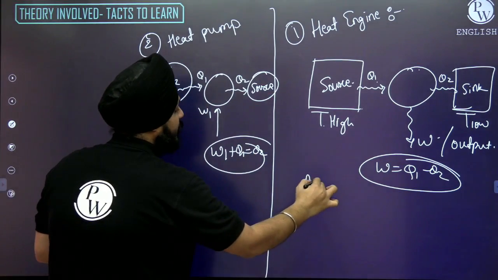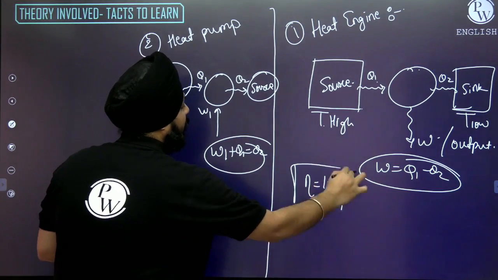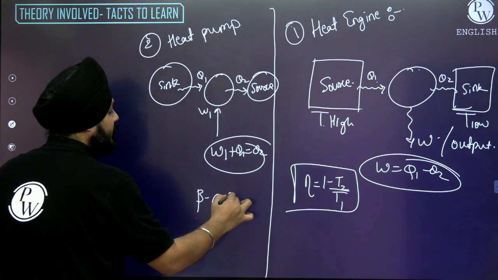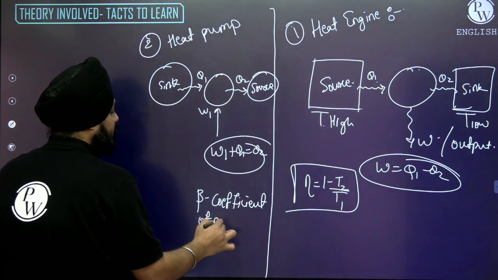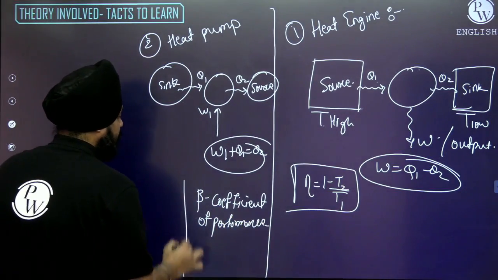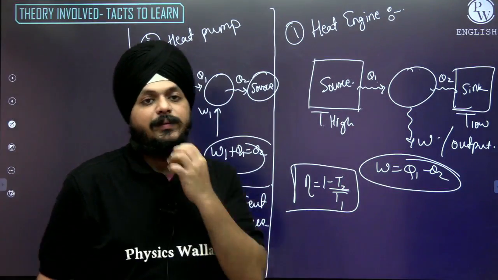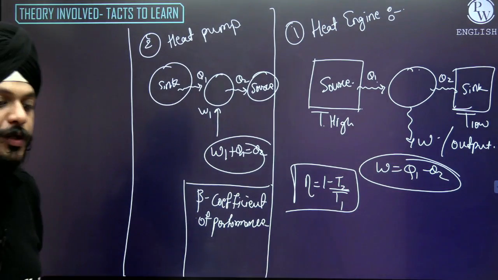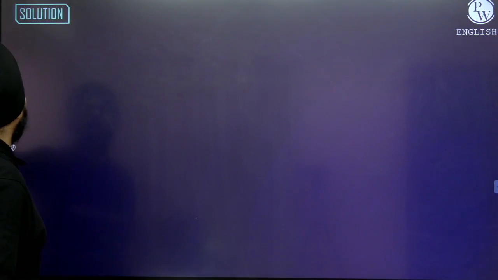Here we have efficiency 1 minus T2 by T1. Here we have the coefficient of performance. Something related to the Carnot engine is also there.